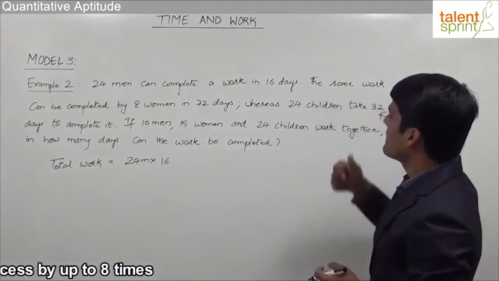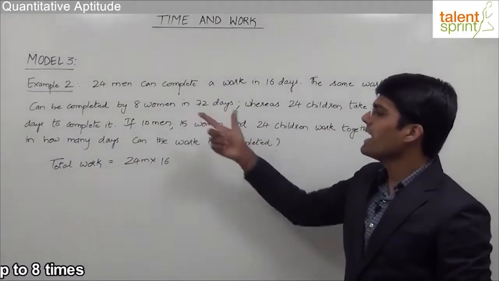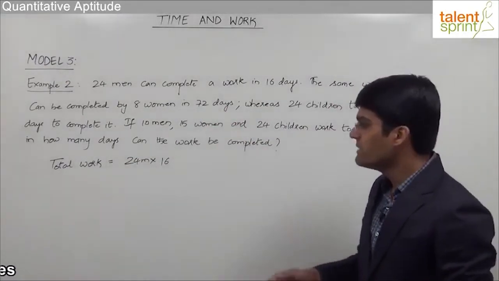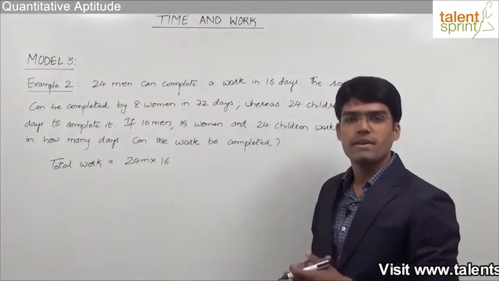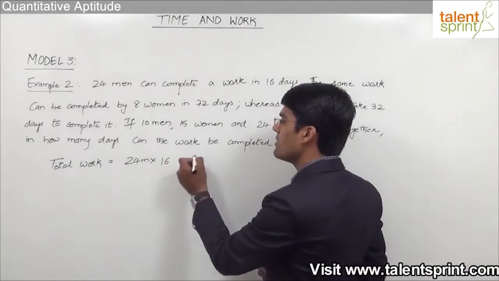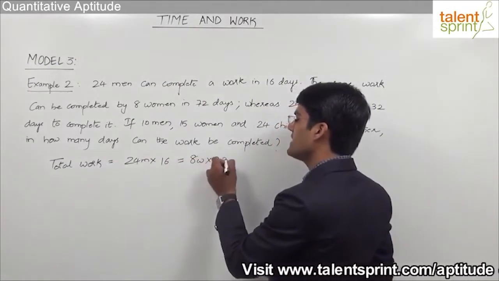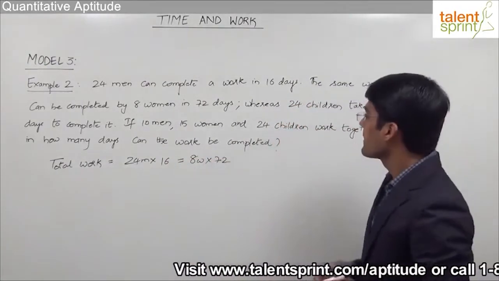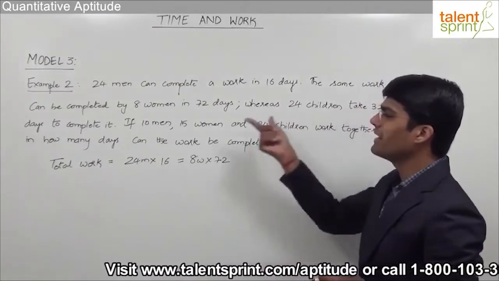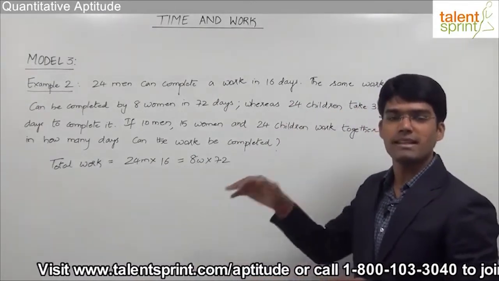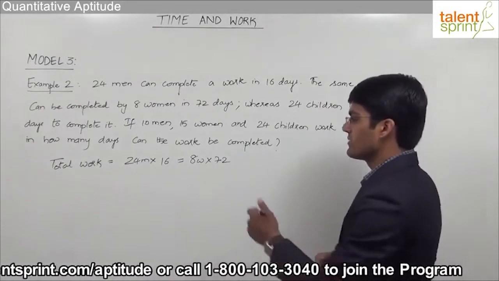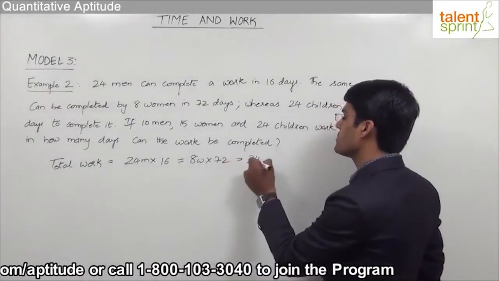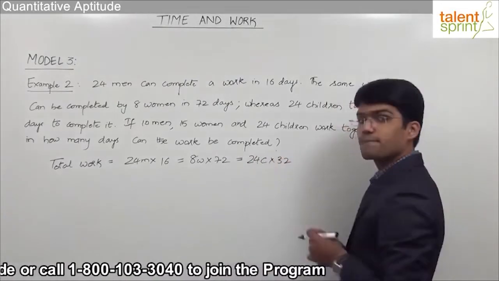Then the next statement here is the same work can be completed by 8 women in 72 days. That means the total amount of work here is 8 women into 72 days. Whereas 24 children take 32 days to complete it. So again the same work can be finished by 24 children in 32 days, which can be equated to 24 children into 32 days.